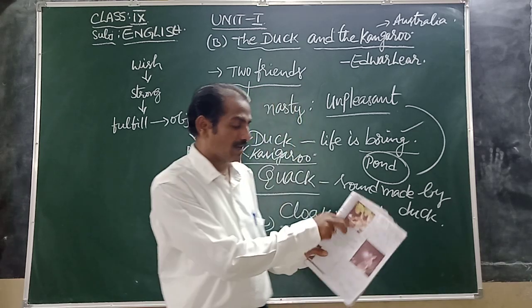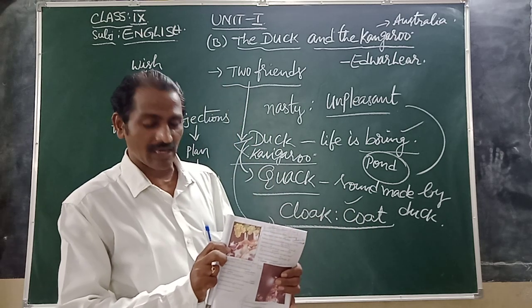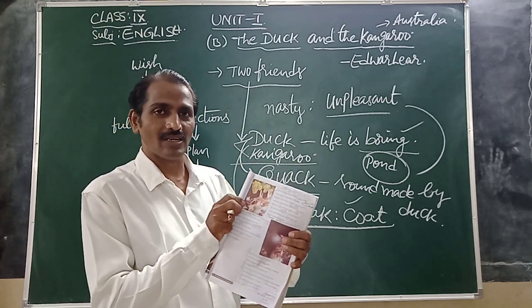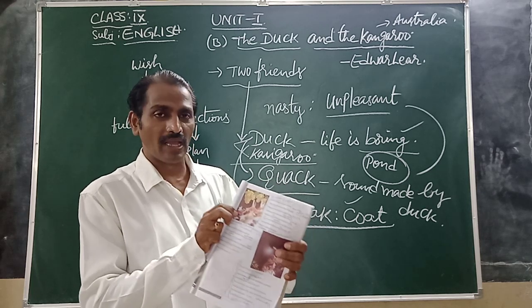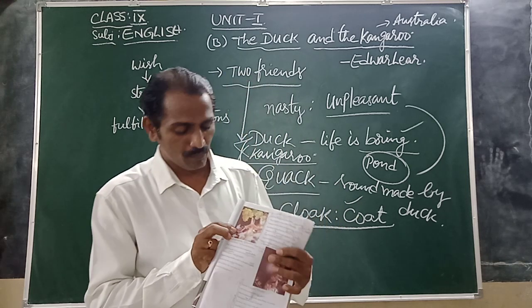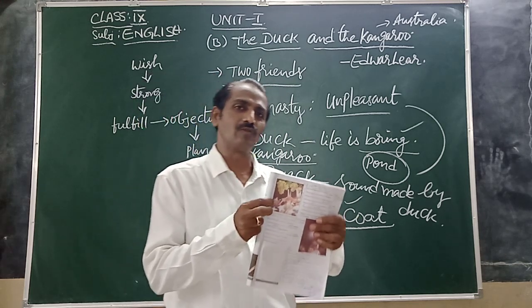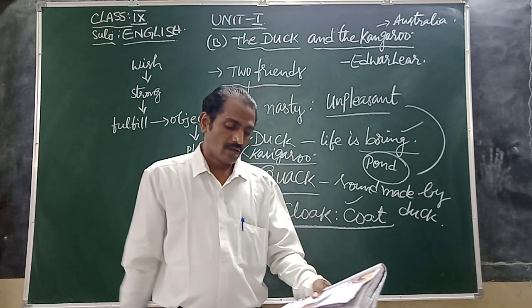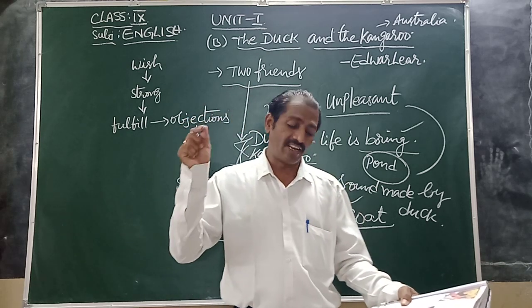Now children, this is the picture. Just like that, the kangaroo is hopping, and here is a duck which is pink in color. You saw the picture in your textbook. Quiet at the end of my tail.